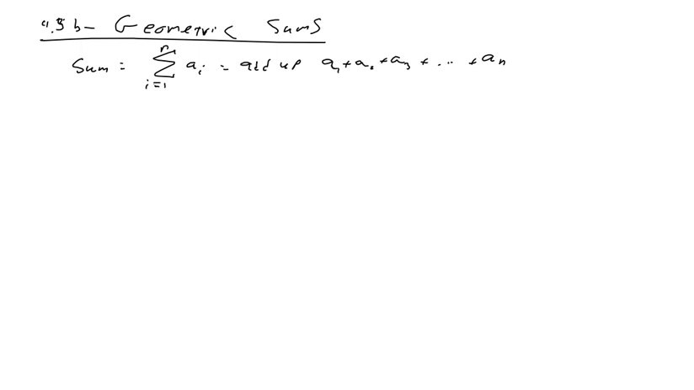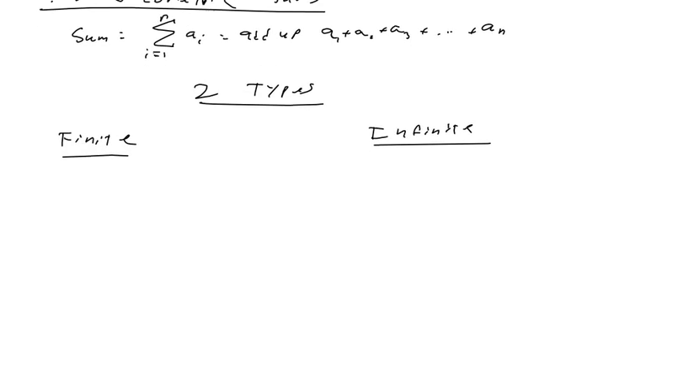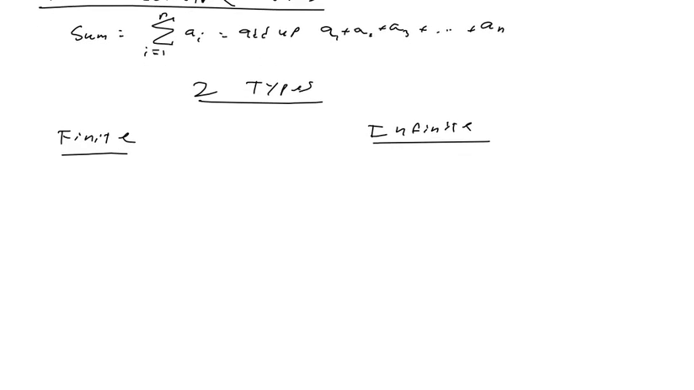So in geometric sums, there are two kinds, two types of geometric sums. There are finite sums, and there are infinite sums. Finite geometric sums and infinite geometric sums. Two kinds. So a finite sum is when you have a limit, when you start and have a stopping point. A finite sum has a stopping point.